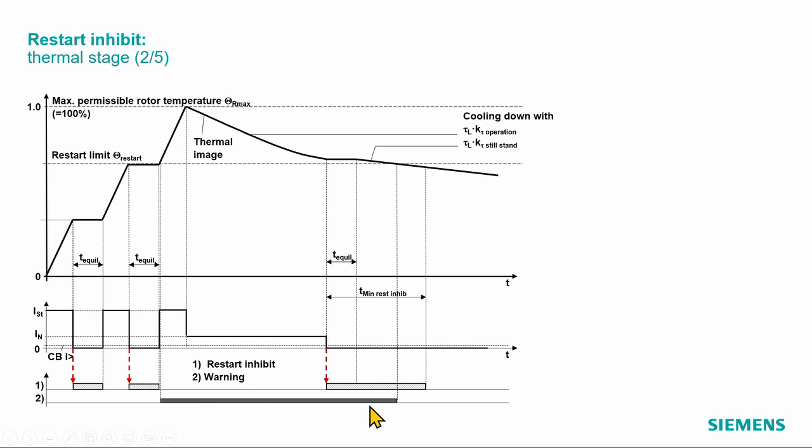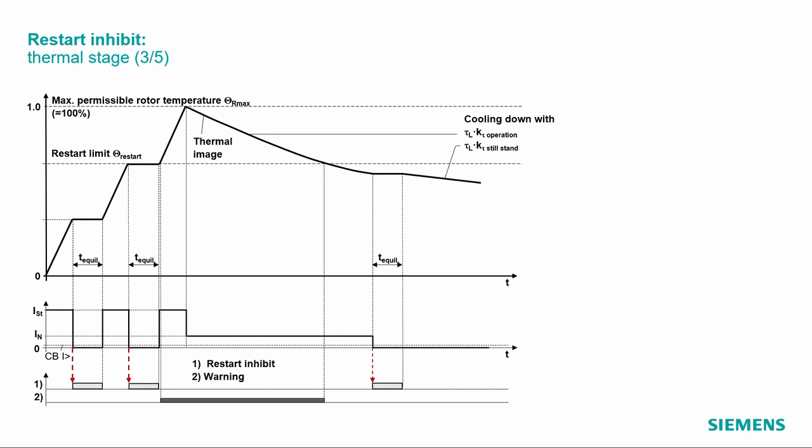Here I have this black part. This is the warning signal again, which is active as soon as I cross this restart limit temperature here. And the blue one is now my restart limit or restart inhibit time. And this is active as long as I'm above that threshold here, or in that case, here you see the minimum restart inhibit timer is longer than this small time here. So then this minimum timer wins, and I get this blocking signal, the restart inhibit signal, for the minimum time here of this timer.